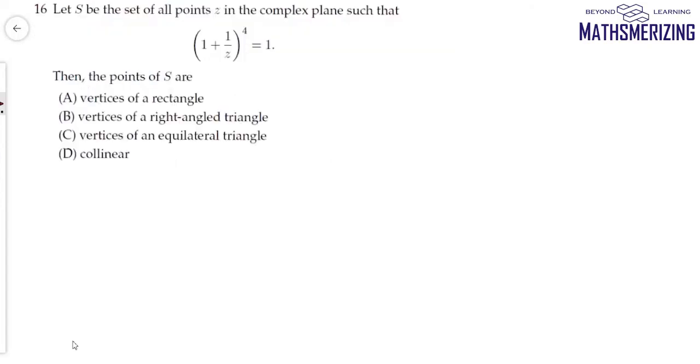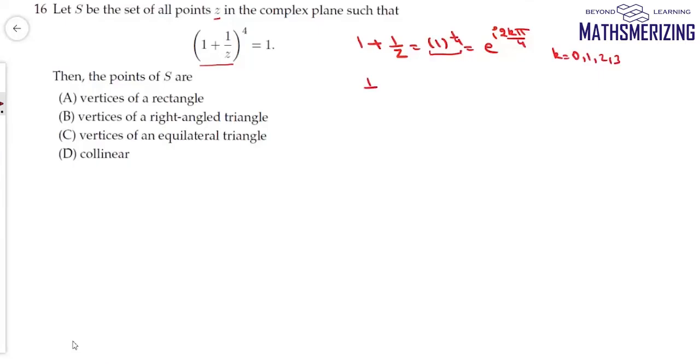Now question number 16, it says, let S be the set of all points Z in the complex plane such that (1 plus 1 upon Z) to the power 4 is equal to 1. So I can write 1 plus 1 upon Z as 1 to the power 1 by 4, and this is e to the power iota 2k pi by 4, where k is 0, 1, 2 and 3. So basically it is the 4th root of unity.